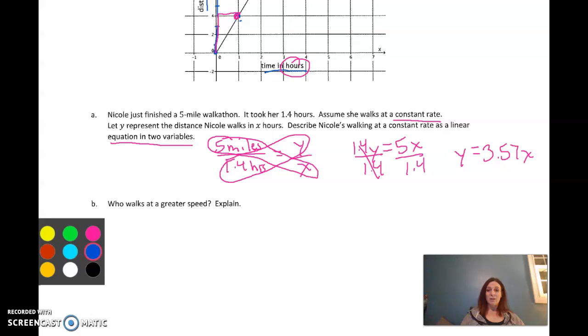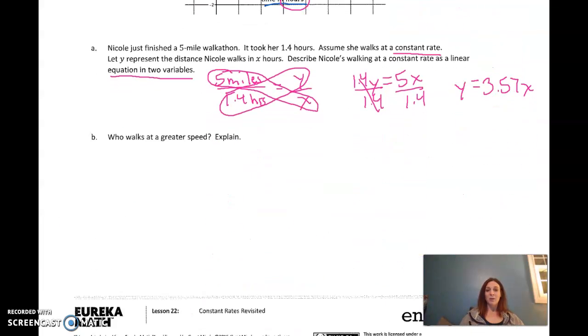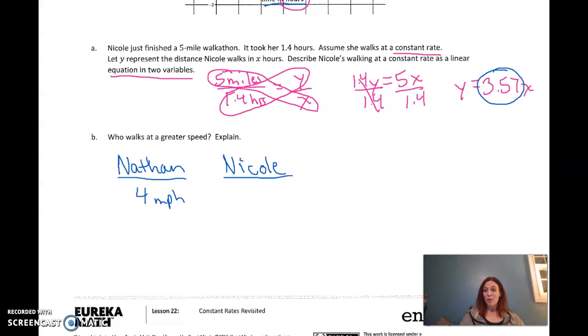So who walks at the greater speed? Well, Nathan walks 4 miles per hour. Nicole, how do we figure out how fast she walks? Well, we already did. That slope, that constant rate, that's her speed. Okay, if she walks 1 hour, it's 3.57 times 1. If she walks 2 hours, it's 3.57 times 2. So Nicole walks 3.57 approximately miles per hour. Who walks at a greater speed? Well, last time I checked, 4 is greater than 3.57.